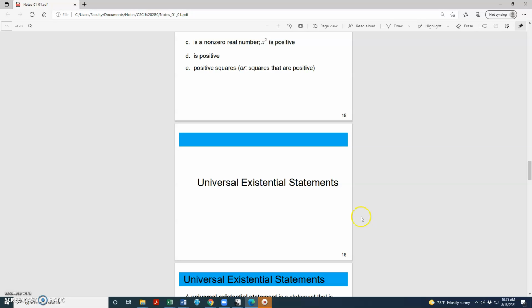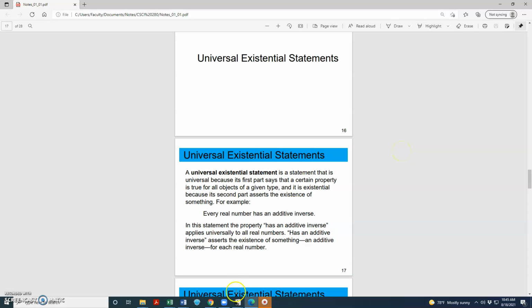All right, let's look at some universal existential statements. So that means the universal part will come first, and the existential part will come second. So here, you can see we've got every real number, so there's the universal part. And this is a little bit subtle, but you'll notice has an additive inverse, so a single additive inverse, and that is the existential part of this statement.